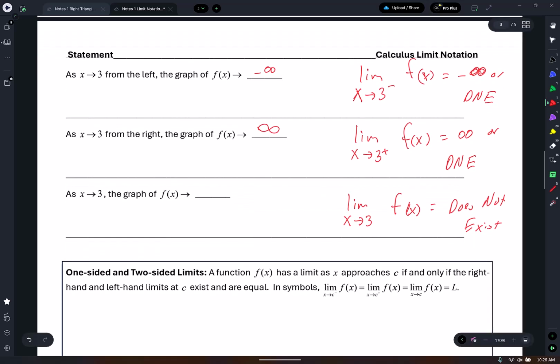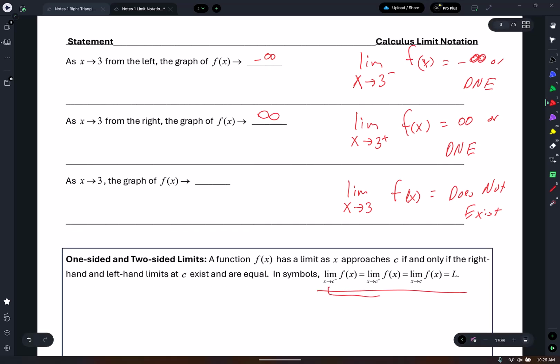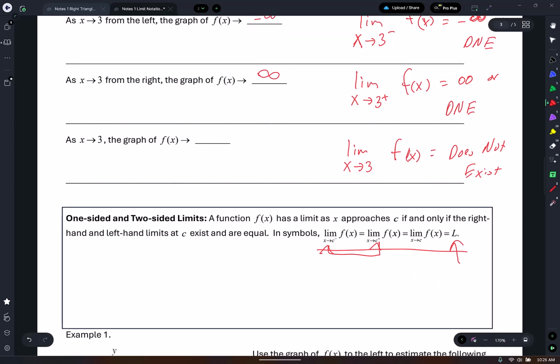And that's all this is saying. That's all this one-sided and two-sided limit is saying. As long as the left and the right match, you're going to say whatever that limit is. And if they don't match, then you're going to say it does not exist. Cool or not cool? Okay, all right.